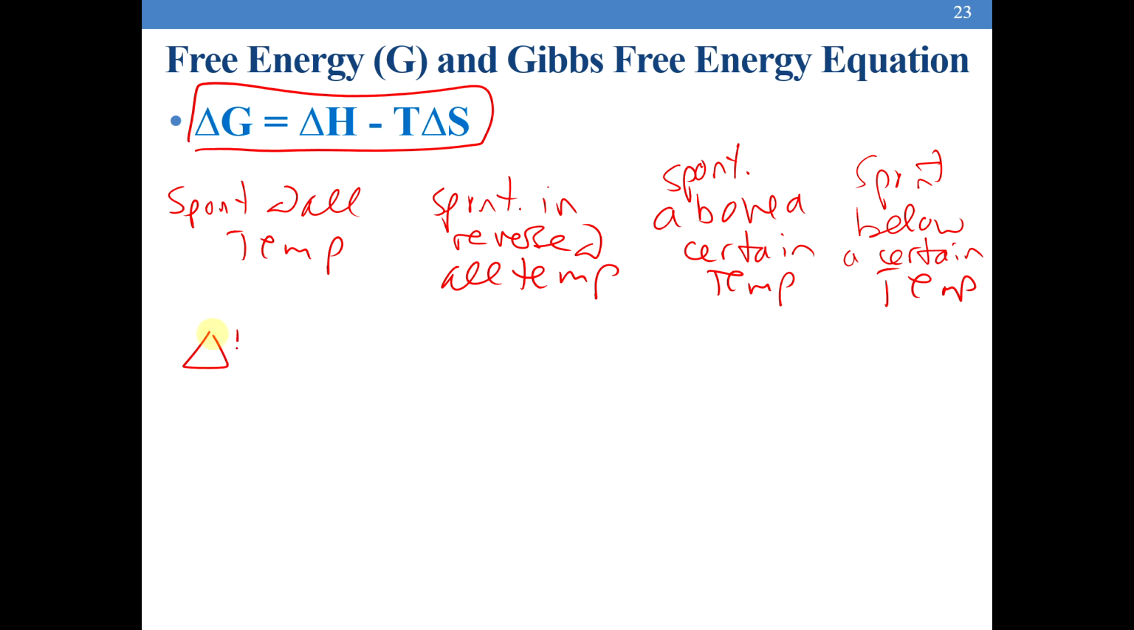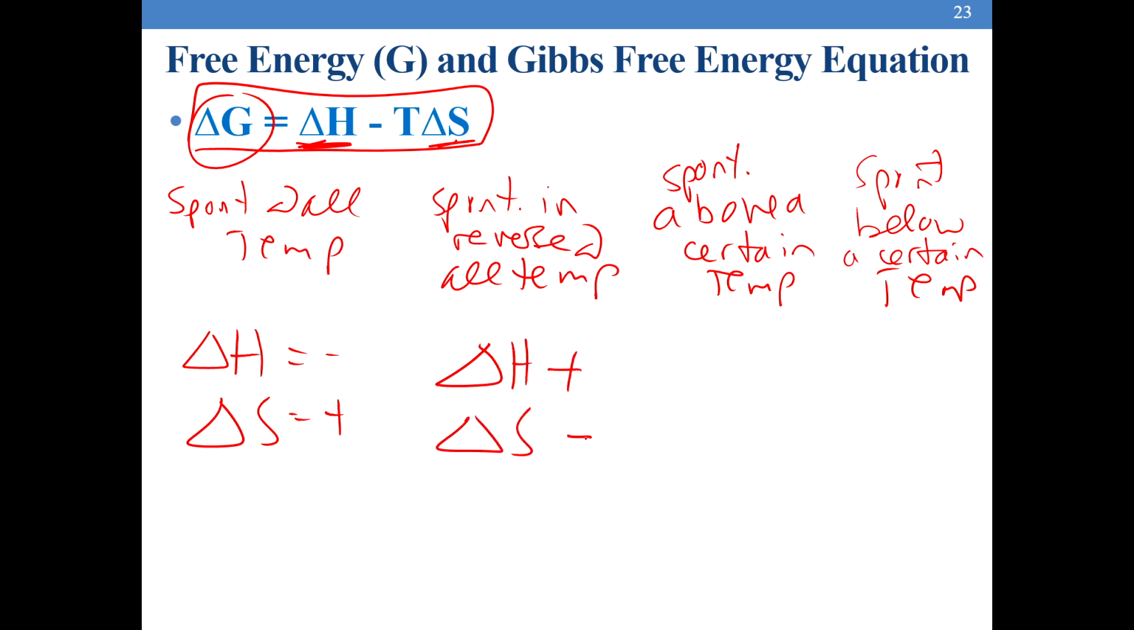So in general, if delta H is negative and delta S is positive, you plug in a negative number here, a positive number here, you're going to get an always negative delta G, and therefore spontaneous at all temperatures. The opposite is true in the second column. If delta H is positive and delta S is negative, generally you're going to have a non-spontaneous reaction, and that's why this label is spontaneous in the reverse at all temperatures.